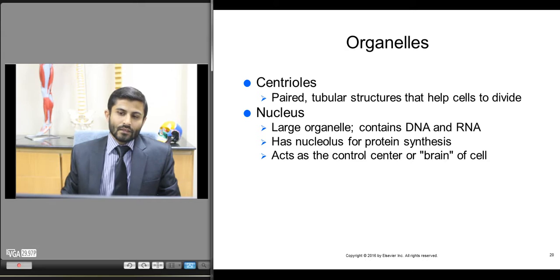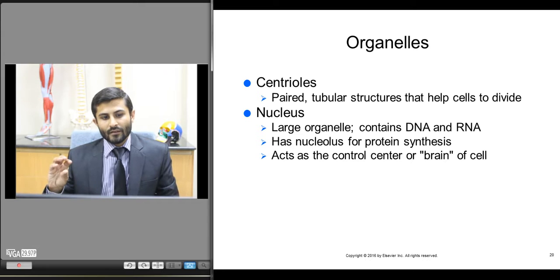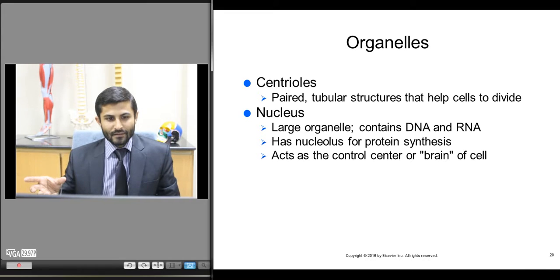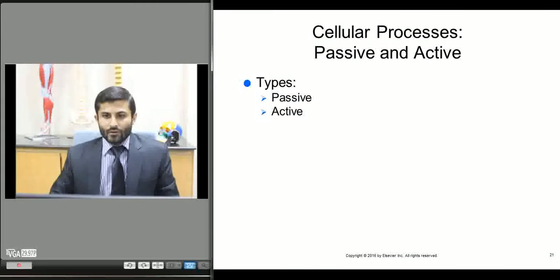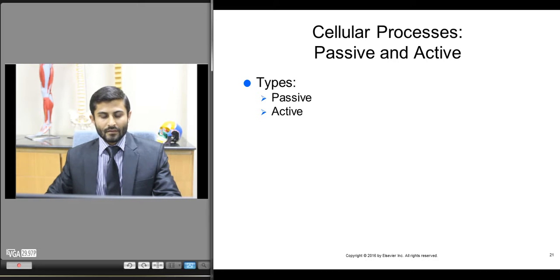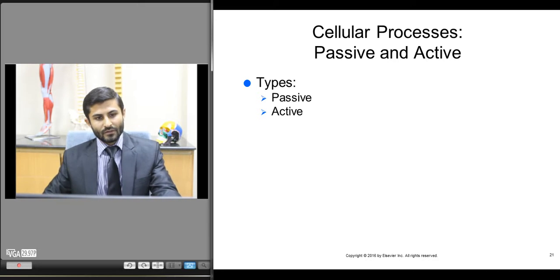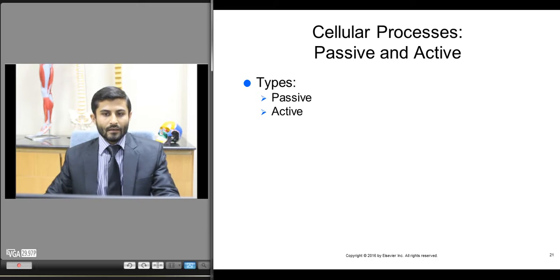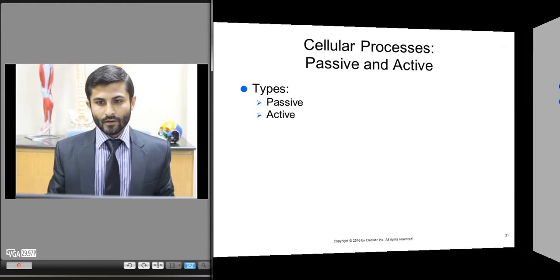It is important to know that this nucleus, because it is considered to be the brain of the cell, orders the different organelles of the cell to create the proteins, and the sequence of how to make the protein, or the codes, are embedded in the DNA. Talking about the cellular processes, there can be active and there can be passive processes. Definitely passive are those which are not energy dependent, and active, they will require the energy.